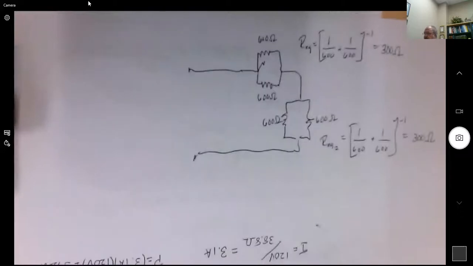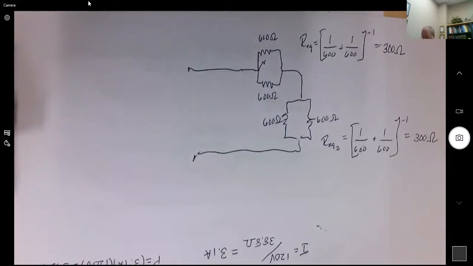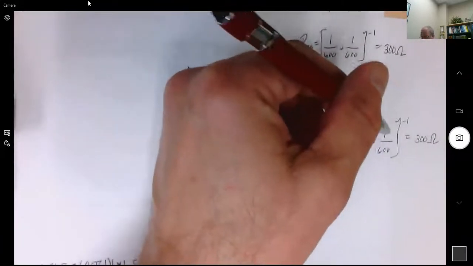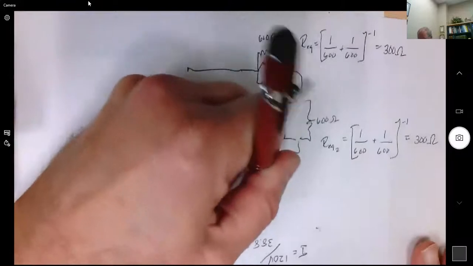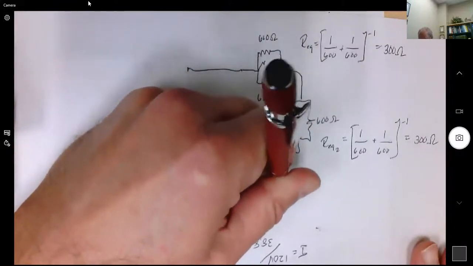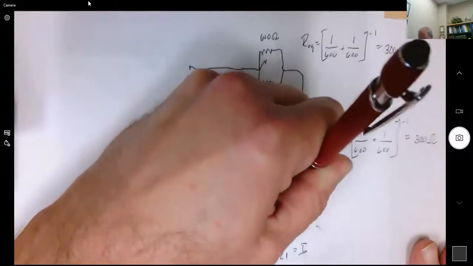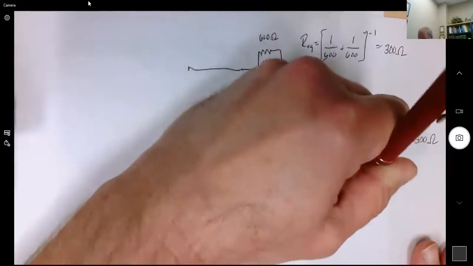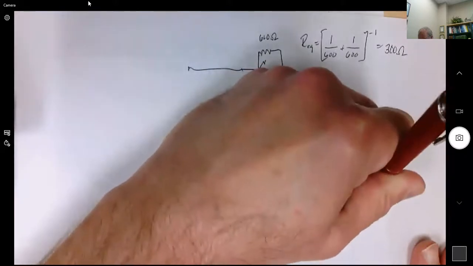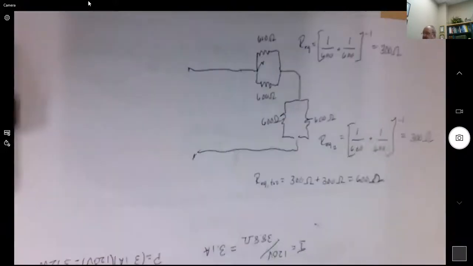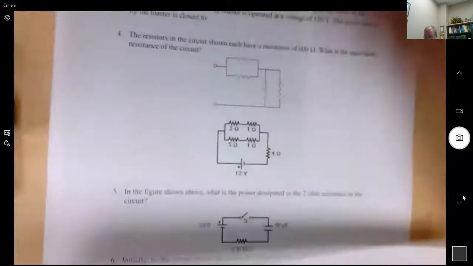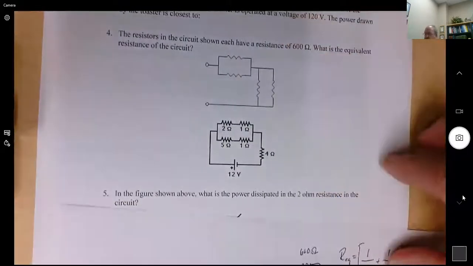Okay, so that's kind of interesting and a little redundant, but we take REQ for the first one, and we take REQ for the second one. They're now two resistors in series, and REQ total is equal to 300 ohms for the first one, plus 300 ohms for the second one, and that equals 600 ohms. So all we've done is we've created a circuit of equivalent resistance of 600 ohms, and that's it. Okay, so that's all you need for problem number 4. Problem number 5.